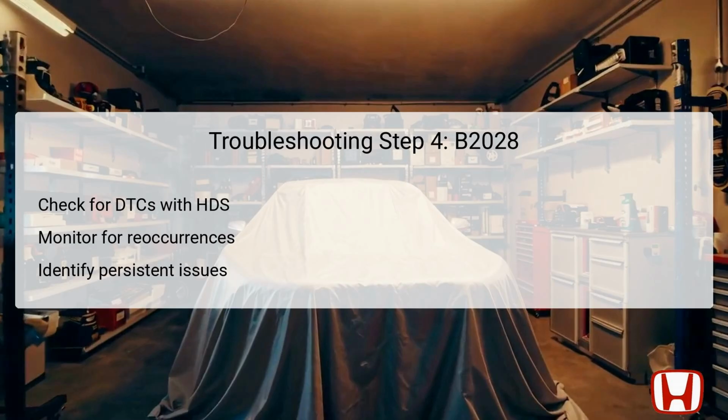By evaluating the data presented by the HDS, technicians can analyze the system's behavior and determine if the problem is intermittent or persistent. If DTC B2028 is indicated once more, it confirms that the initial troubleshooting did not resolve the underlying issue. Conversely, if the code does not appear, it may suggest that the problem was temporary, possibly due to a poor connection or glitch.